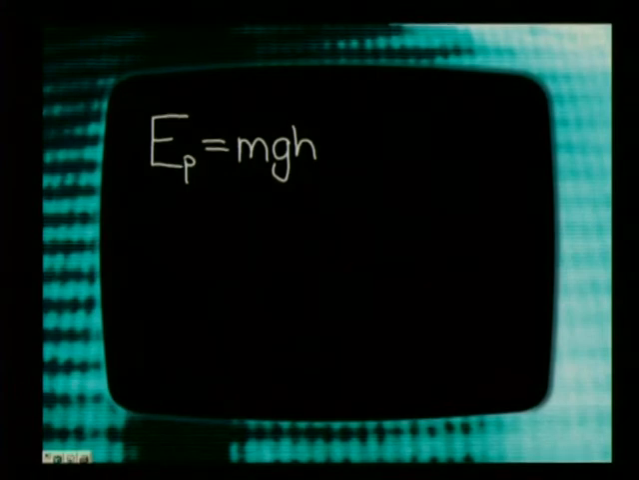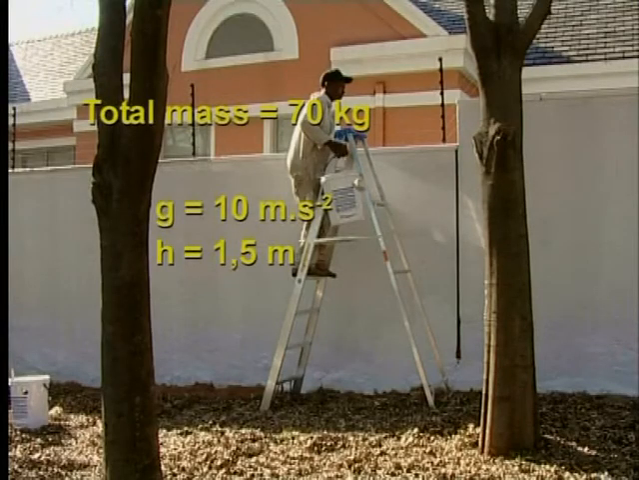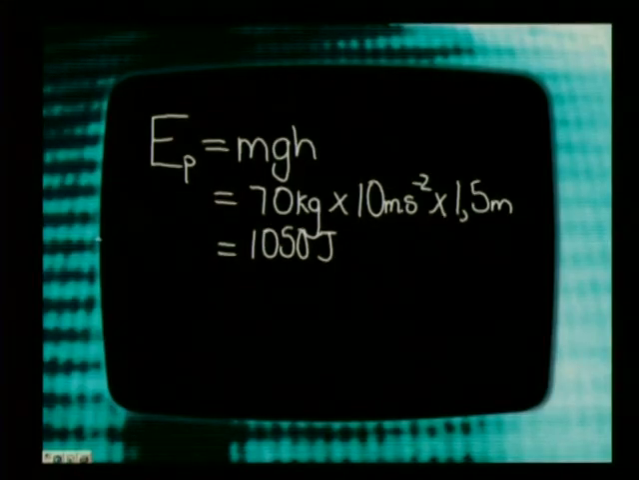So let's make use of the information we gathered to find his gain in gravitational potential energy. We will use the equation EP equals mgh. The total mass of the painter and the tin is 70 kilograms. The acceleration due to gravity on Earth is g. We are going to use the value of 10 meters per second squared. The vertical height is 1,5 meters. We substitute these values into the equation and find that the gravitational potential energy gained is equal to 1,050 joule. Remember, this gain in gravitational potential energy is equal to the work done by the painter.